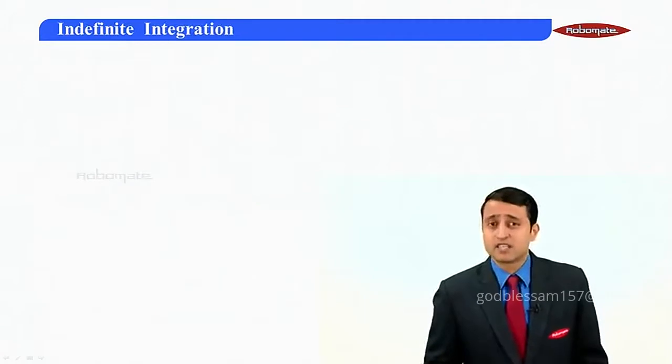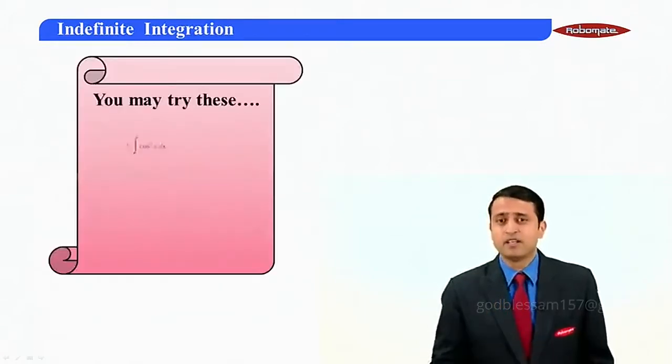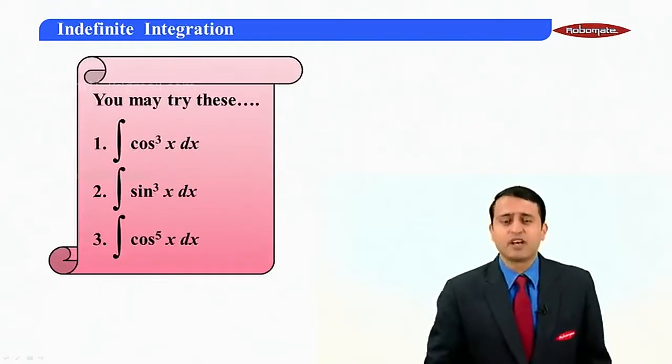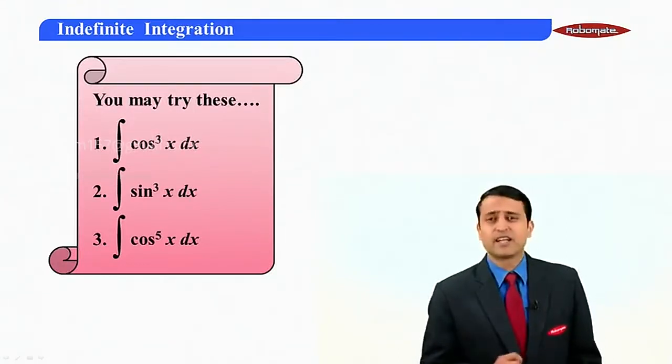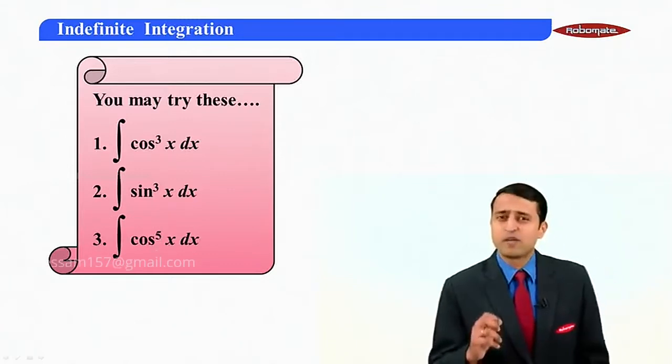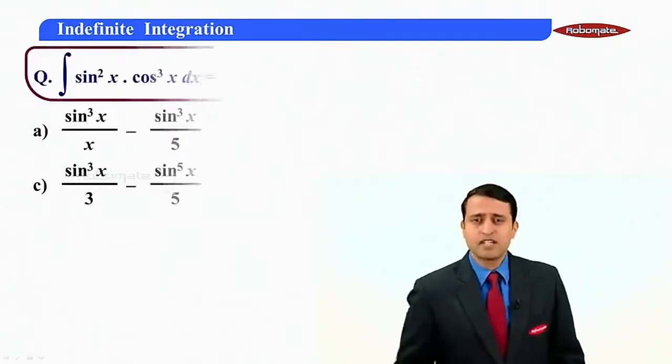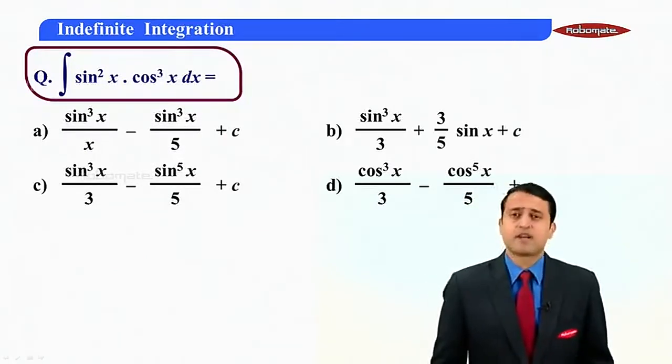Now let's take the next question in an MCQ format. Before that, you may try these questions for your practice. As I've given you here, cos raised to 5, you can try that. Cos cube and sine cube can also be tried in a different manner as we have seen in 11th standard. Now let's take a question from the entrance part of it.